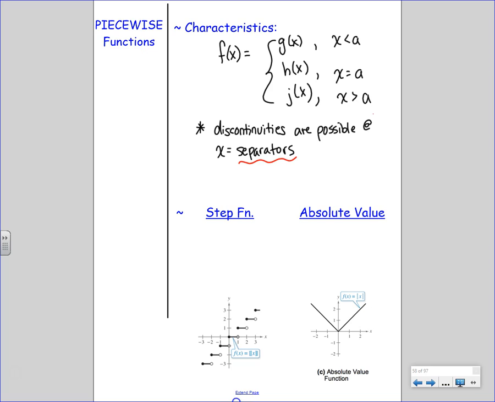Separators, by separators I mean whatever values are used in the inequalities. And this one I just used a. I was kind of boring. I'm sorry. But if I'd used like a and b and c and d, then there could be lots of different separators. Discontinuities, maybe you remember these are things like holes, vertical asymptotes, breaks in the graph, or like jumps in the graph.